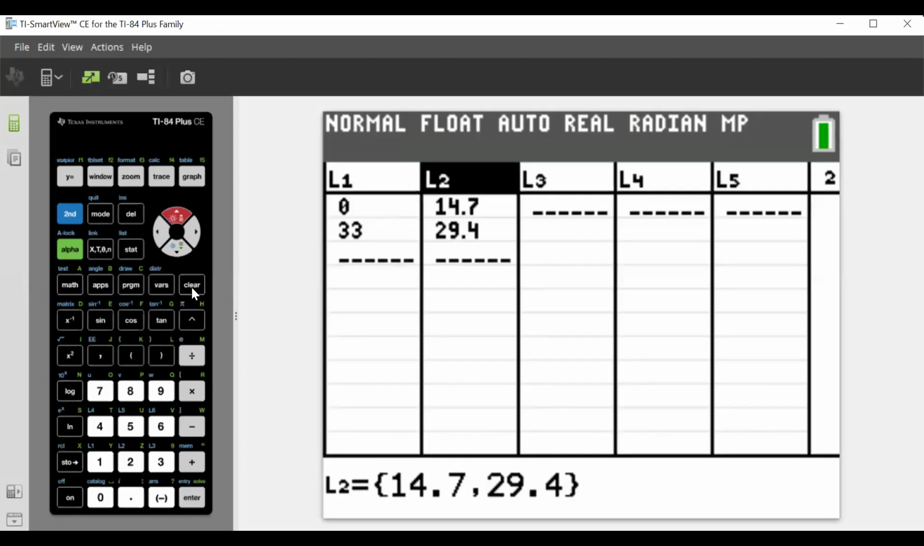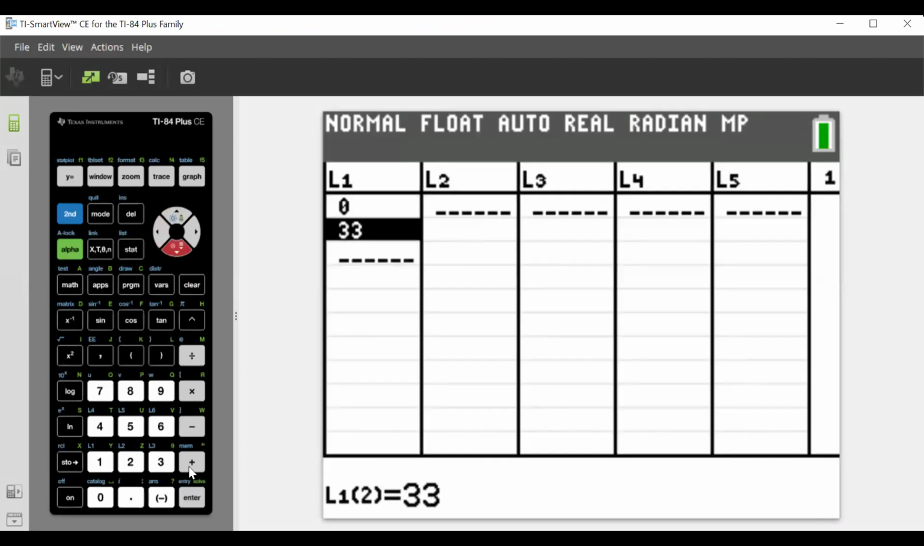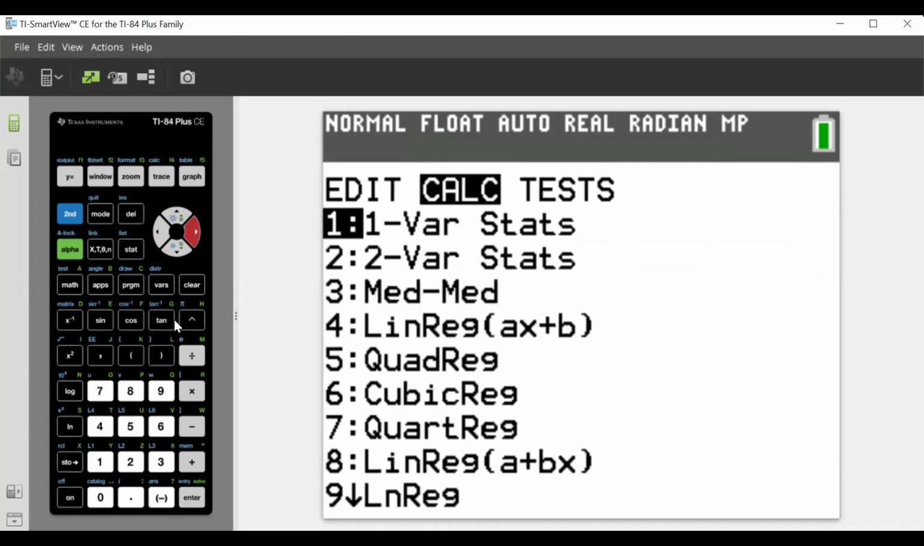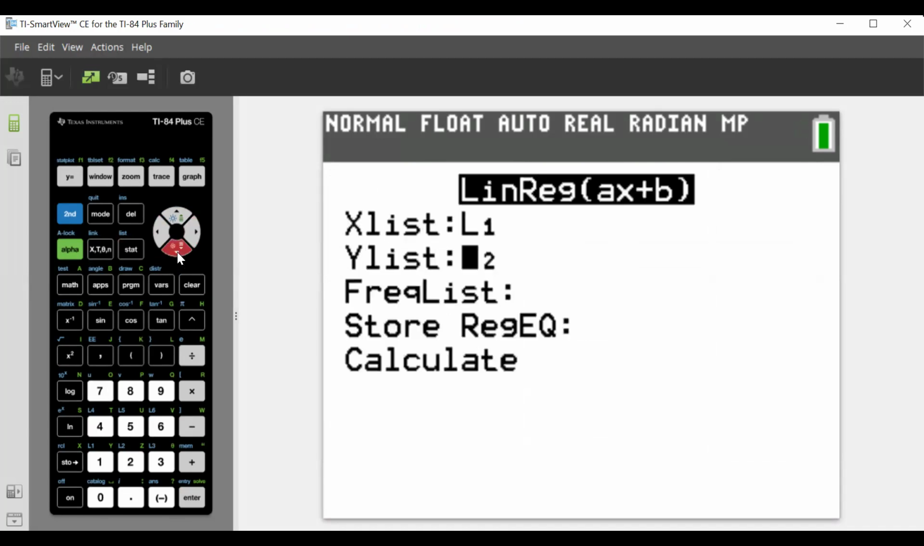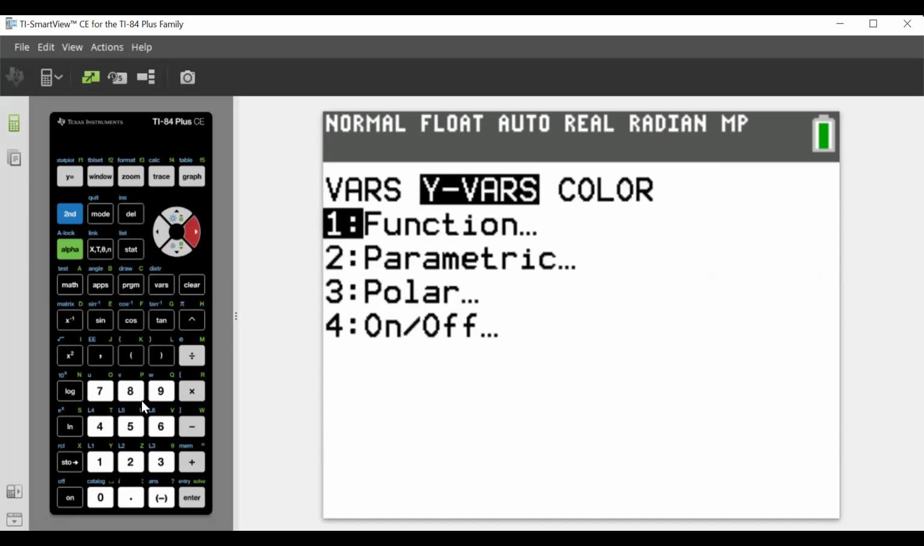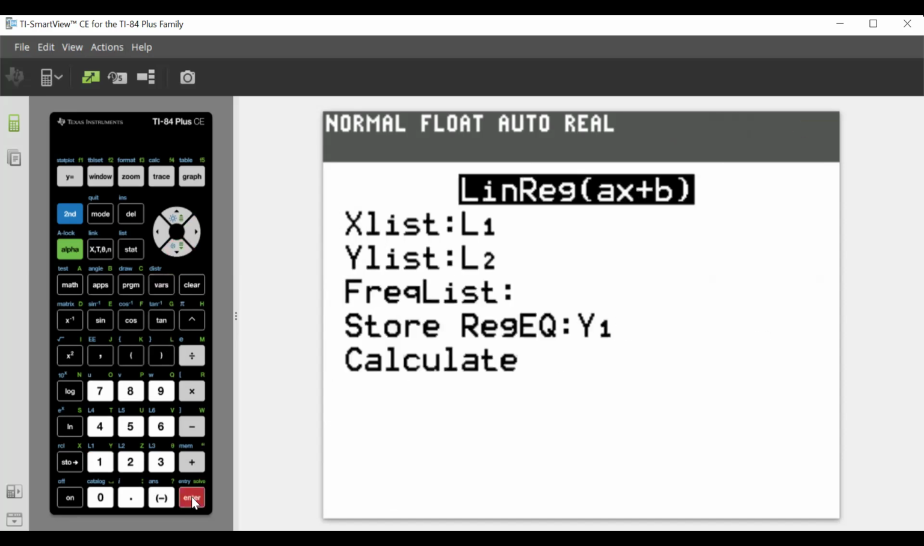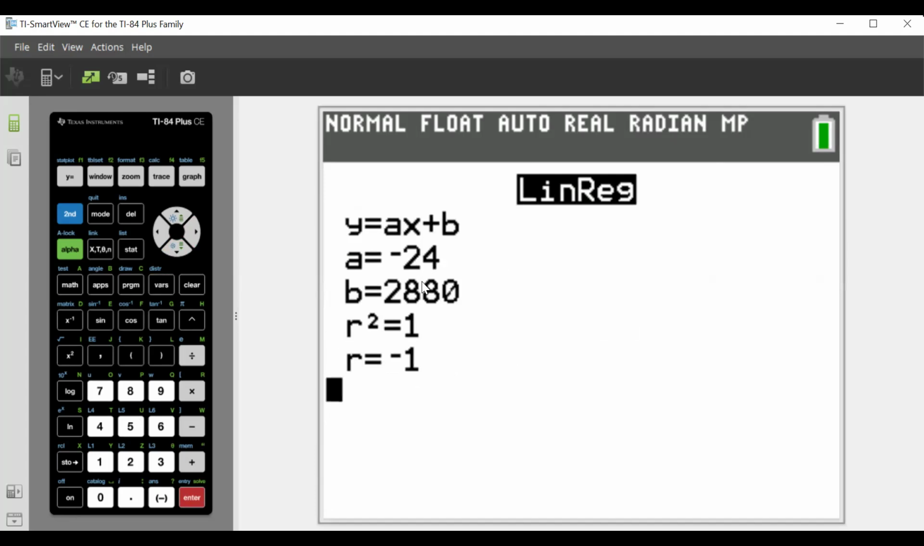All right, so let's clear those. That's zero, and that's going to be 120. And then we have 2880 and 0. And go over here and do a 4, then Vars, 1, 1. So it's minus 24t plus 2880.